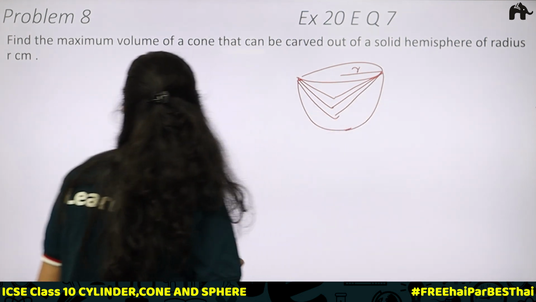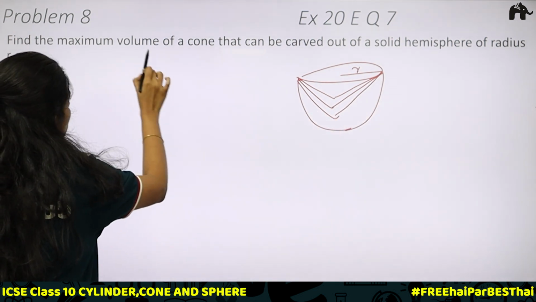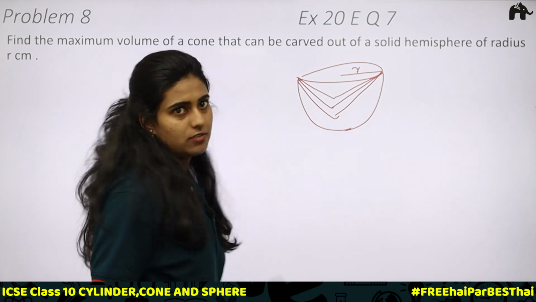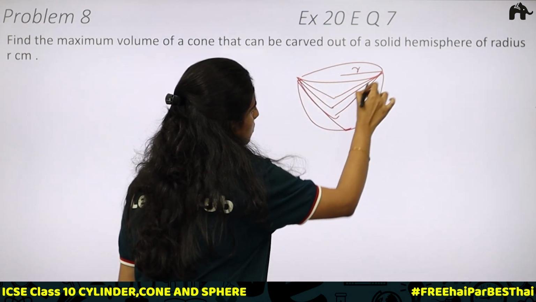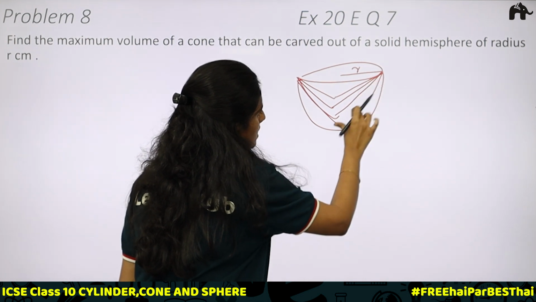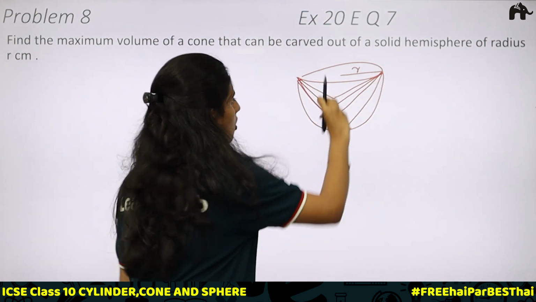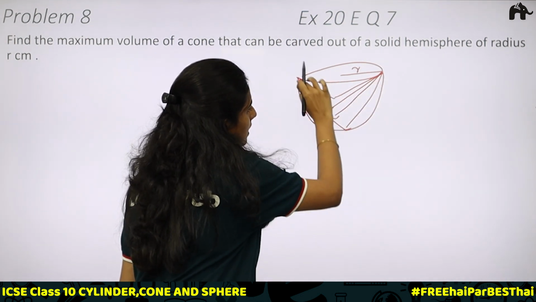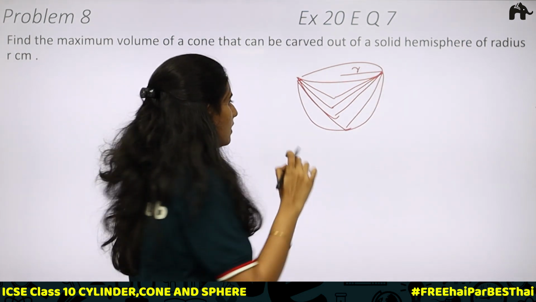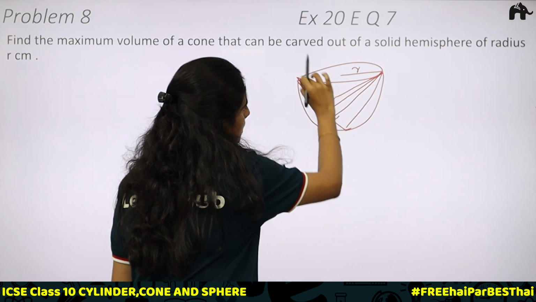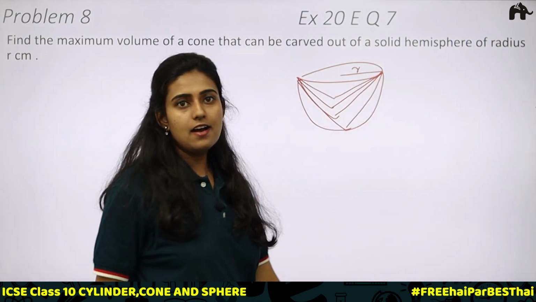Now what we have to find? We have to find the maximum volume of a cone that can be carved out. Maximum volume means up to the base we can go, right? So this is the maximum volume of cone. All these cones are smaller than the cone which I drew last. So for this cone, we need to find the volume.